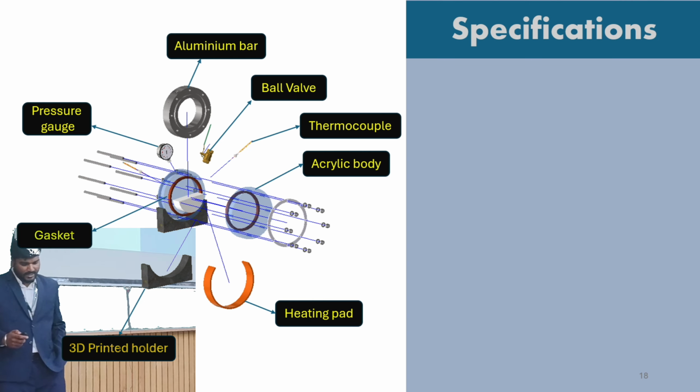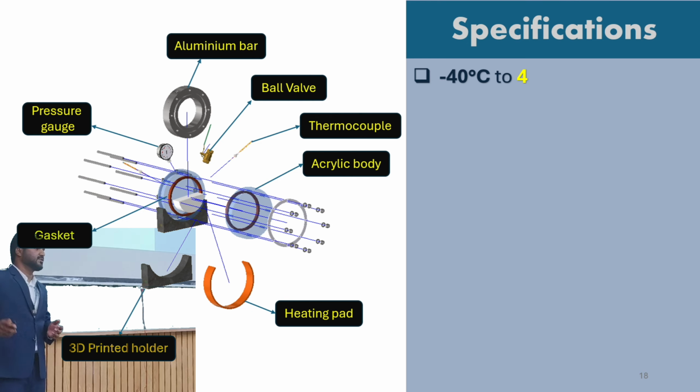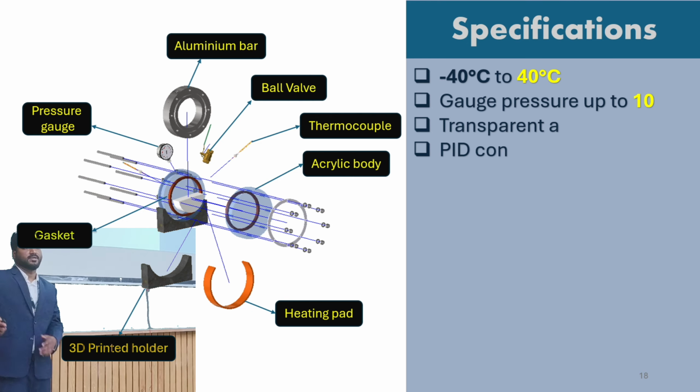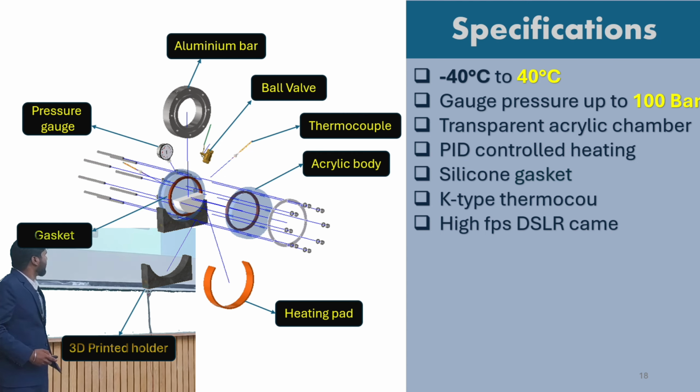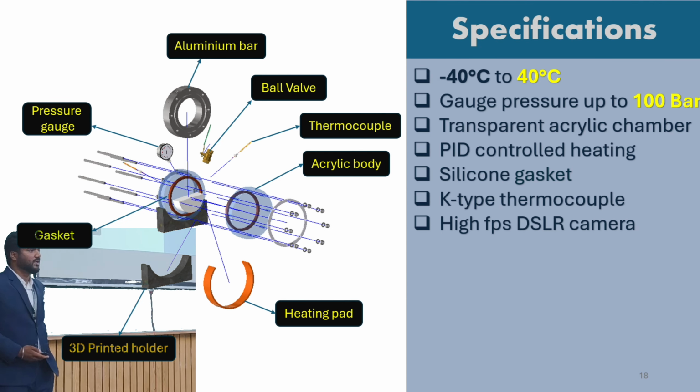The specification of this particular chamber is that we operate in the region of minus 40 degrees to 40 degrees Celsius, and it has a maximum gauge pressure of 100 bars. You can achieve that pressure also. It also has PID-controlled heating, and we use ceramic heaters and K-type thermocouples. Now, let me show you my 6 months of work in only 50 seconds. So, please have a look at it.